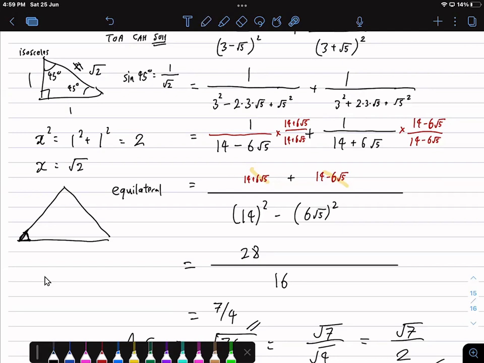Equilateral: all sides equal, all angles also equal. So what's the angle? 60 degrees, 180 over 3. Now we're going to chop it in half. This is what we call the perpendicular bisector.